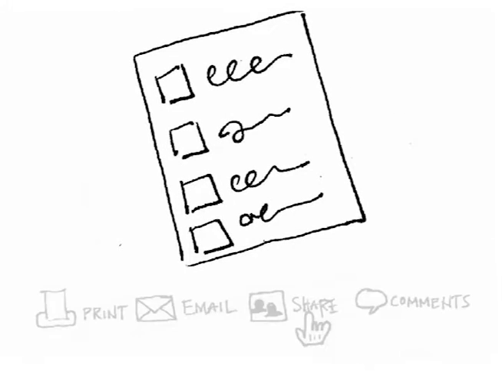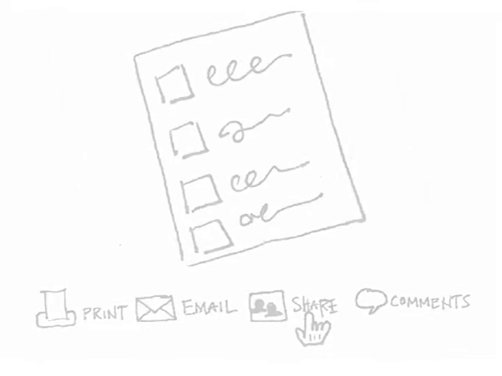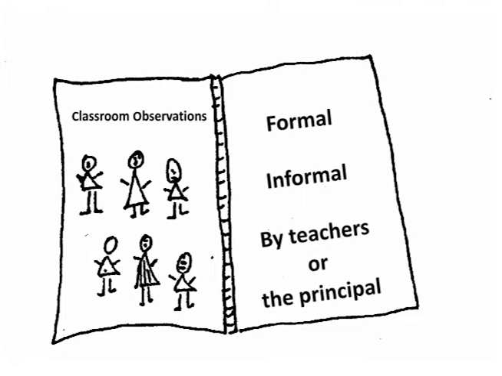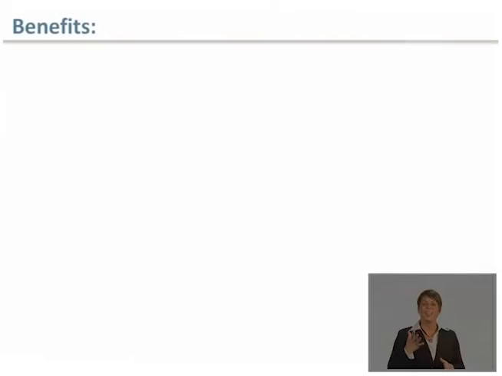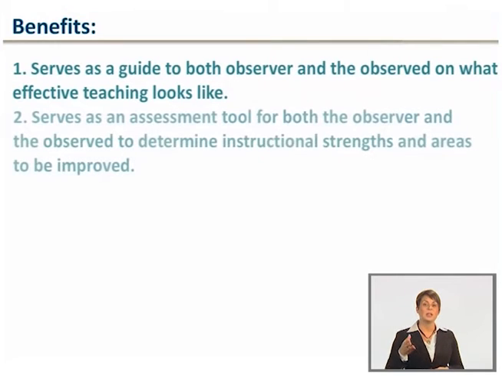Using these indicators, sharing them with teachers, and asking teachers to conduct a self-assessment against these indicators puts everyone on the same page when it comes to classroom observations, whether they are for purpose of professional development or evaluation, and whether the observations are by other teachers or the principal. Here are the benefits to using these indicators. Serves as a guide to both the observer and the observed on what effective teaching looks like and what should be observed. Serves as an assessment tool for both the observer and the observed to use in determining instructional strengths and areas to be improved.